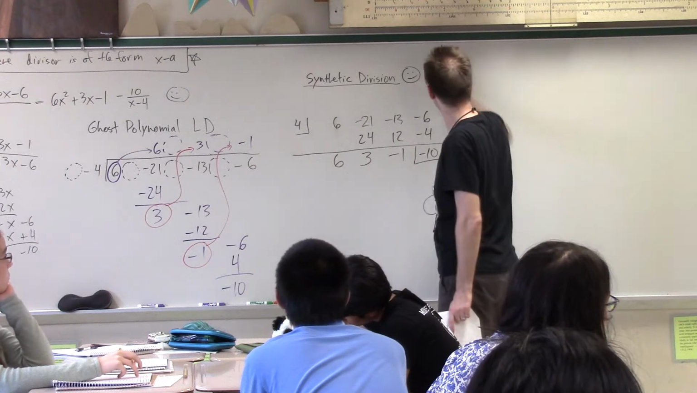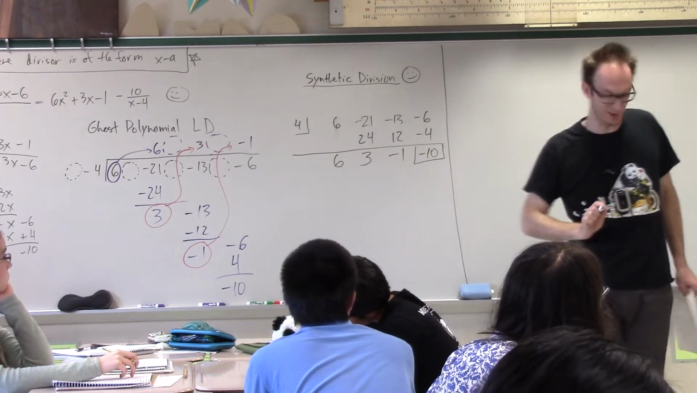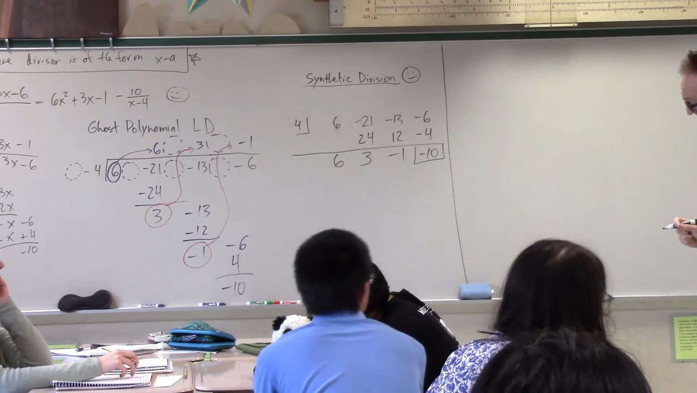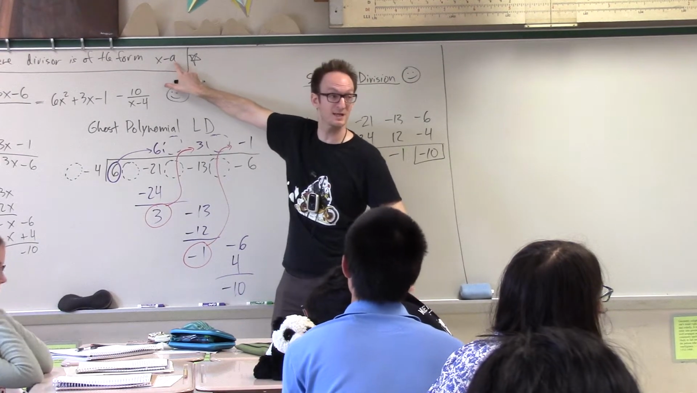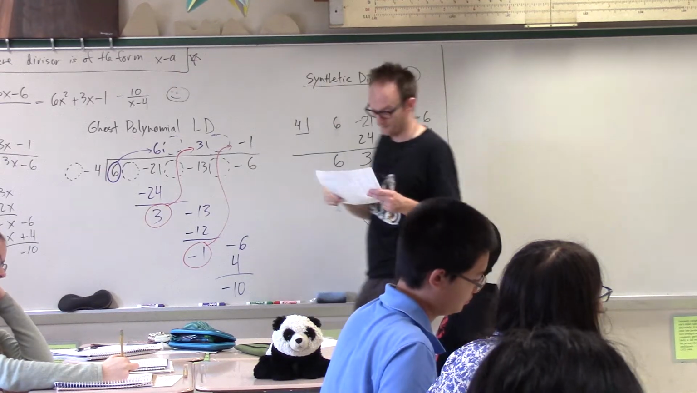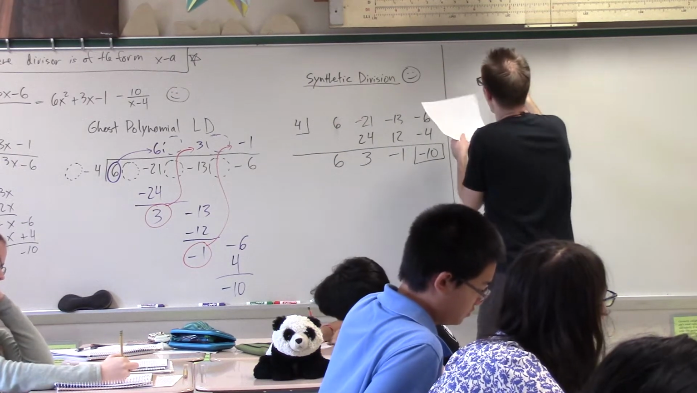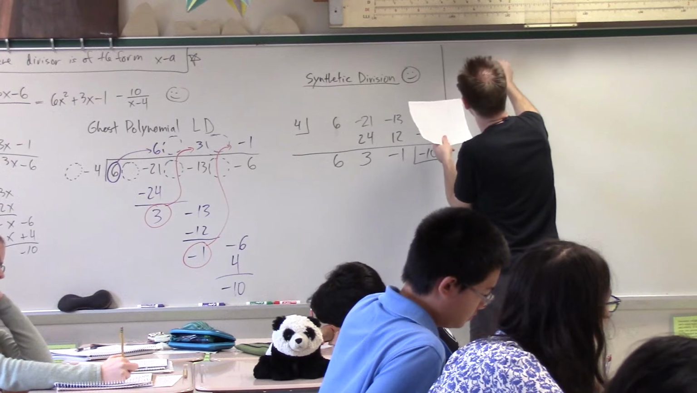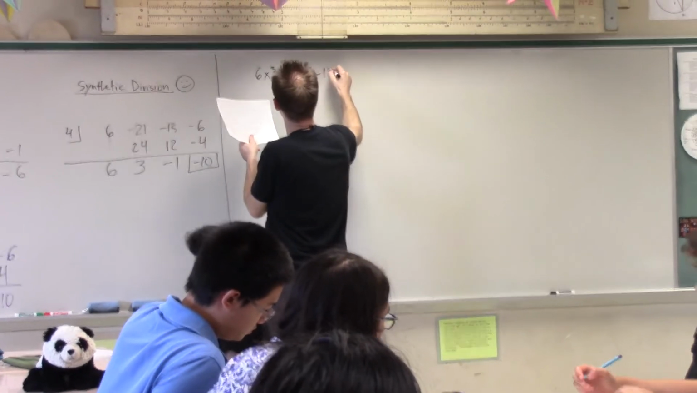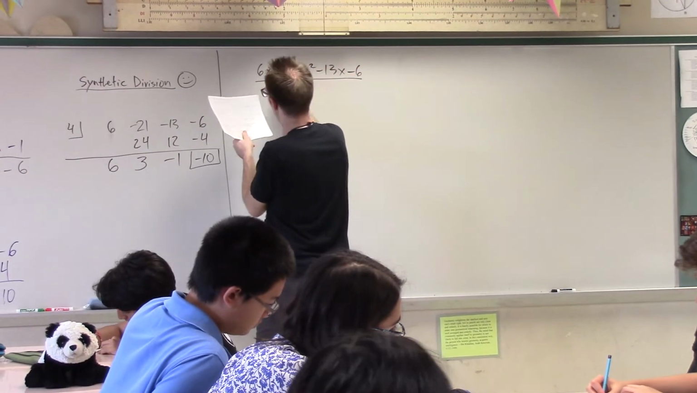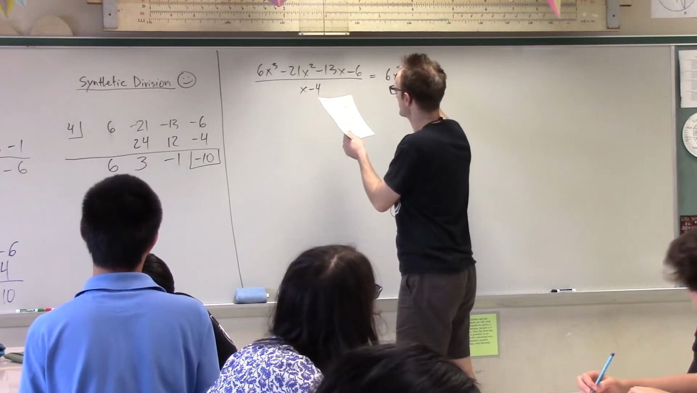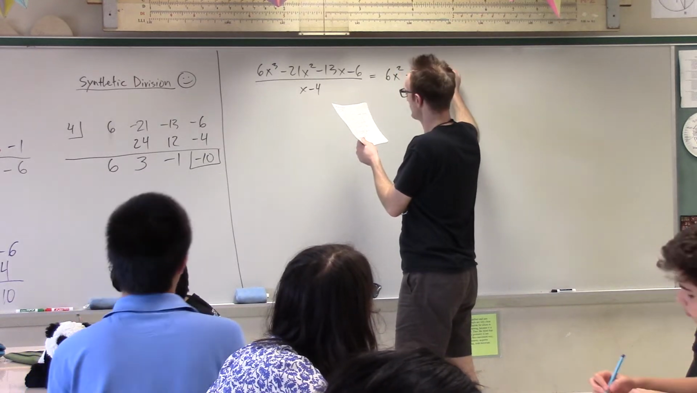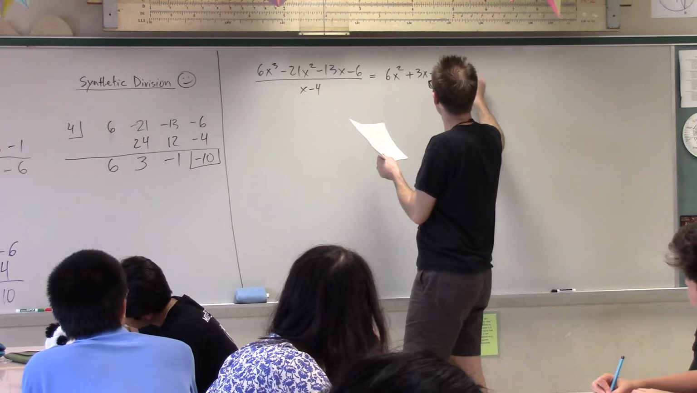Okay, good. You're one of the like 0.1% of Americans who understand why synthetic division works now. And this is only relevant in the case when you're dividing by things with the form x minus a. All right, so to summarize, where are we right now? Here's what we've done. We did 6x cubed minus 21x squared minus 13x minus 6 all over x minus 4. And we concluded that this was 6x squared plus 3x minus 1 minus 10 over x minus 4.